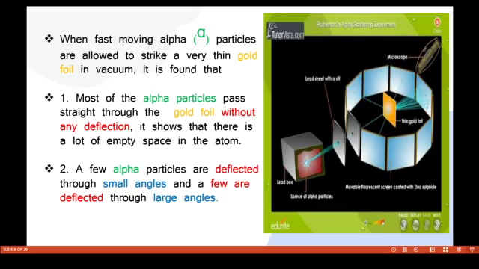So when fast moving alpha particles are allowed to strike a very thin gold foil in vacuum, it is found that most of the alpha particles pass straight through the gold foil without any deflection. It shows that there is a lot of empty space in the atom, okay students. So the first point is without any deflection, so it shows empty space in the atom. Second thing, a few alpha particles are deflected through small angles and a few are deflected through large angles.